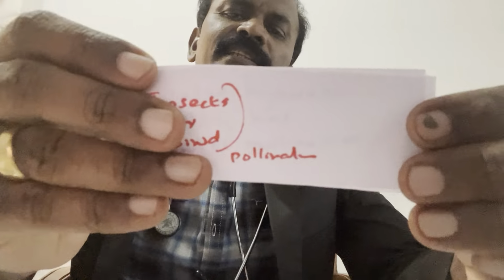3',5' phosphodiester linkage connects dash and dash. What is the answer? Nucleotide to nucleotide. What is the question? The 3',5' phosphodiester linkage connects nucleotide to nucleotide.